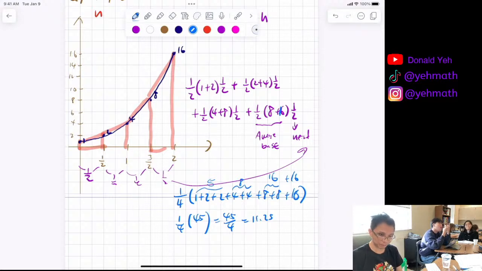11.25. Good job. You are the first person to figure out that is the trapezoid rule. If you average the right end approximation and left end approximation, it's going to be a trapezoid, so you don't need to do extra calculations.